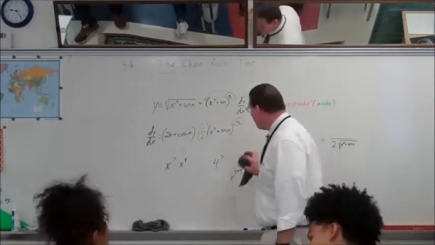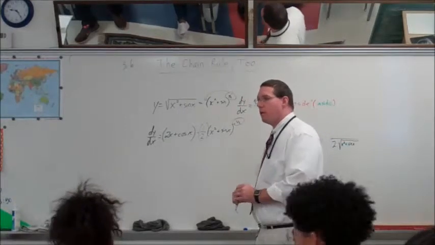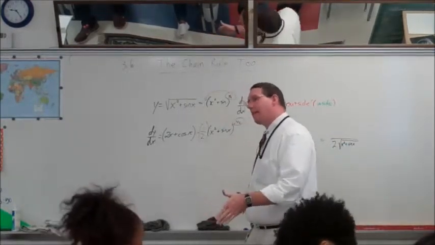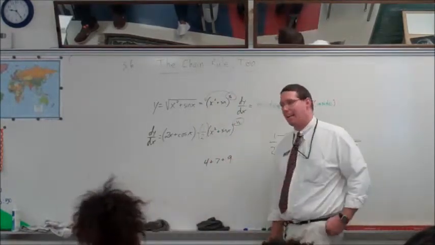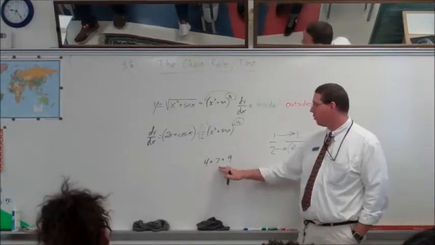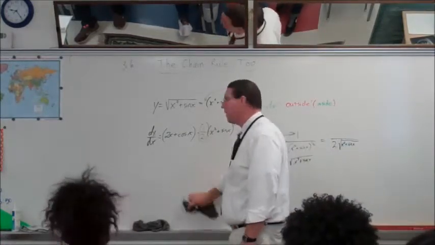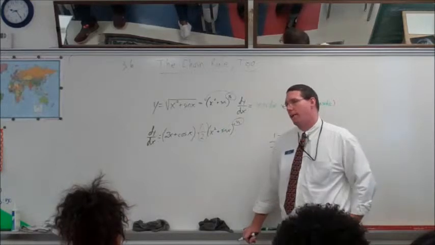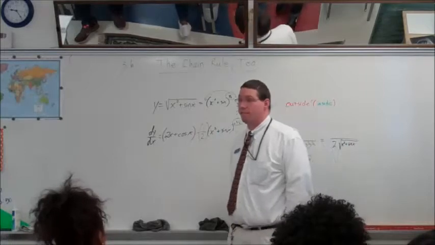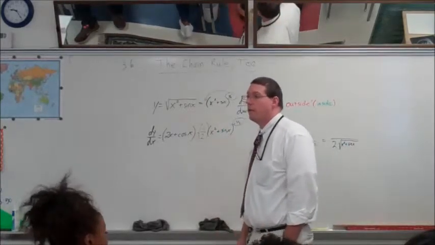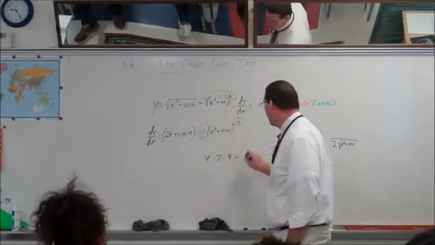A factor is a unit in multiplication. An addend is a unit in addition. So if I do 4 plus 7 plus 9, I have 3 addends. 4 is an addend, 7 is an addend, and 9 is an addend. In subtraction, I can't remember the words. I know one of them is subtrahend. In division, you have a dividend and a divisor. The answer is a quotient. In multiplication, you have factors and a product.